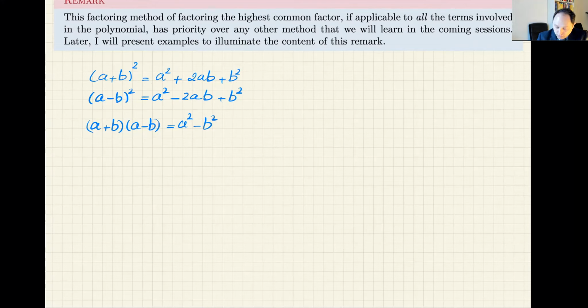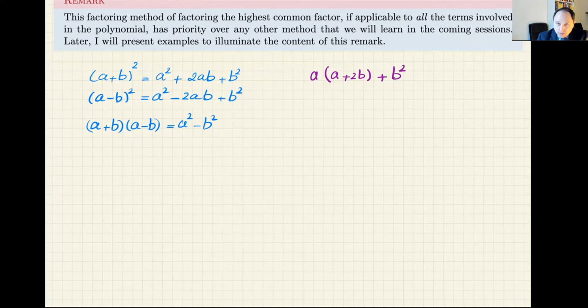I just want to test your understanding. If I pull a out from the first two, because there is no a in the last one. So if I intend to pull out a, I have to take these two and pull out a. So what happens? This becomes a(a + 2b), but what is left at the end is b². Now, this is very important. I want you to really understand this.